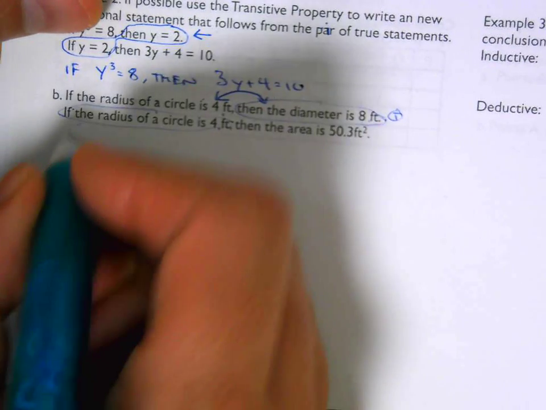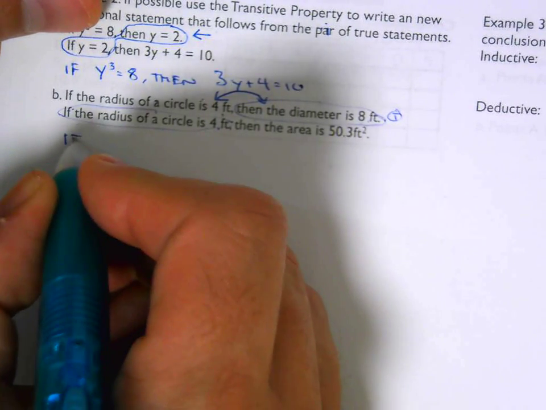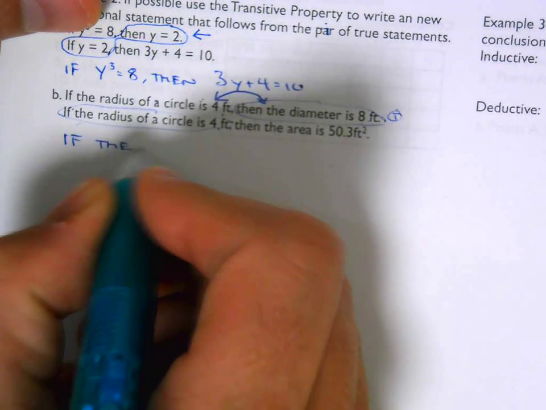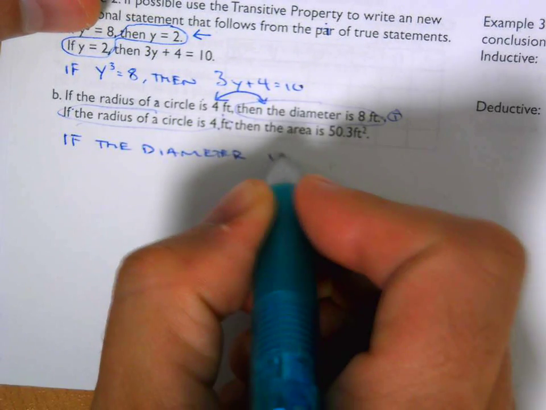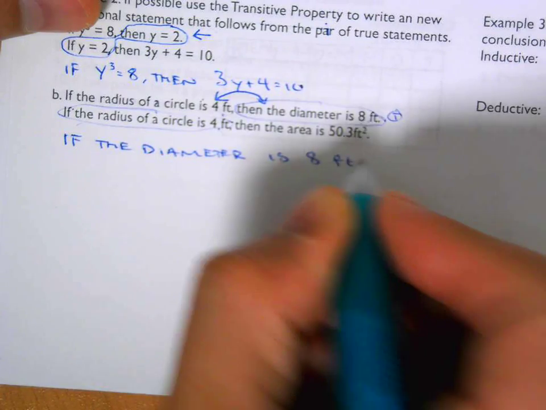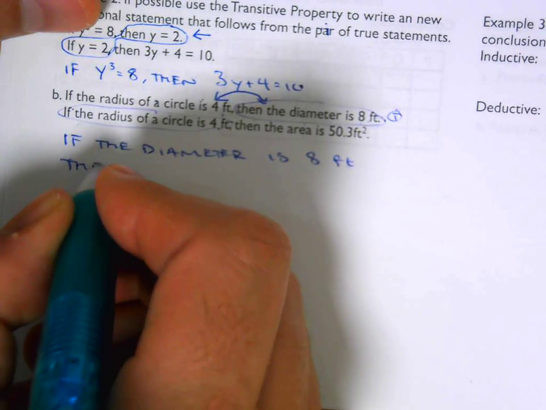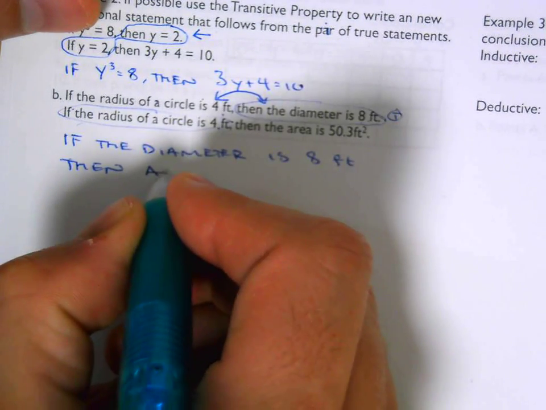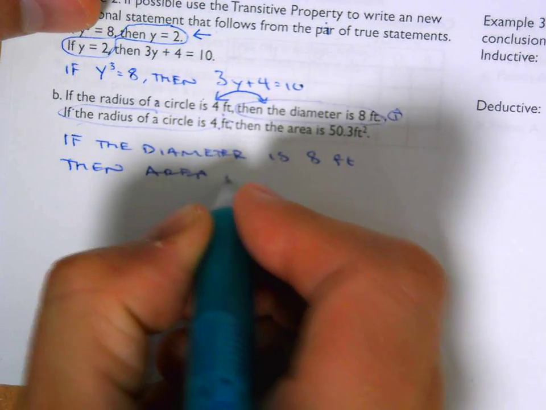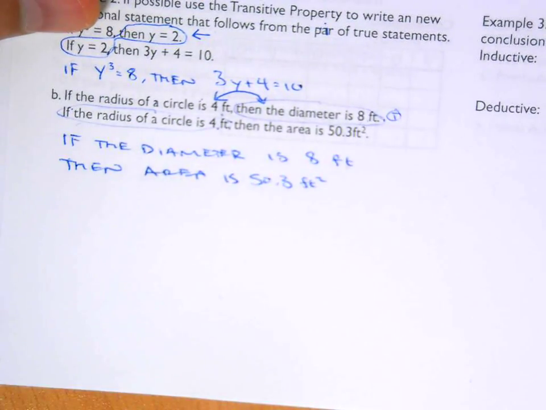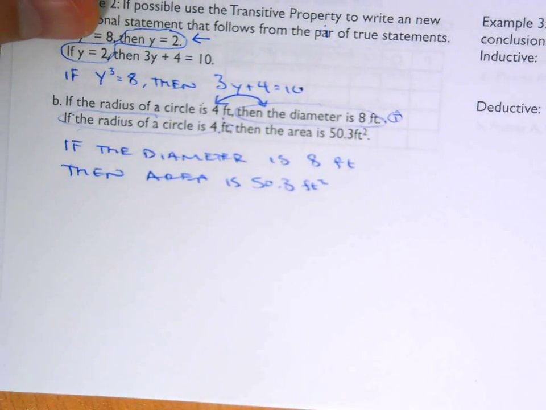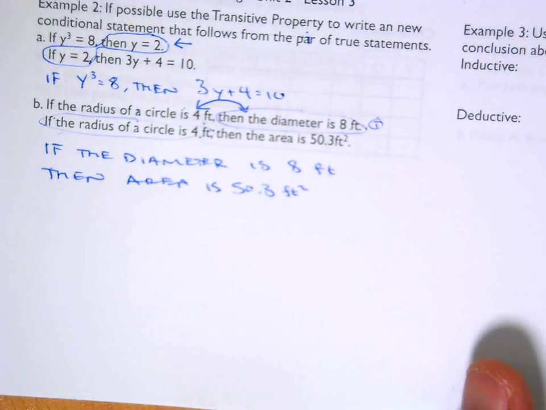And so we will now say, if the diameter is 8 feet, then the area is 50.3 feet squared. Okay, so that's kind of a tricky one. Don't get caught with that one. All right.